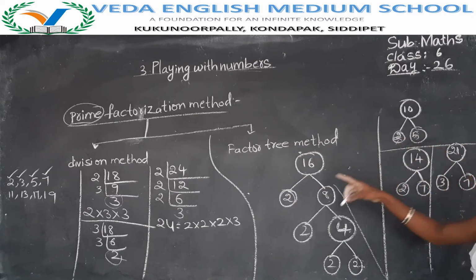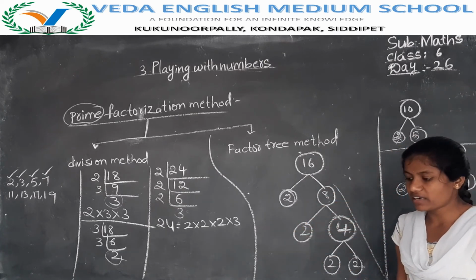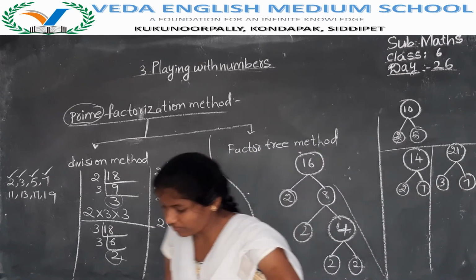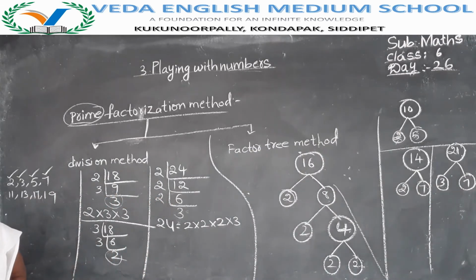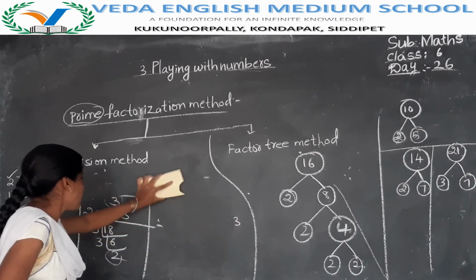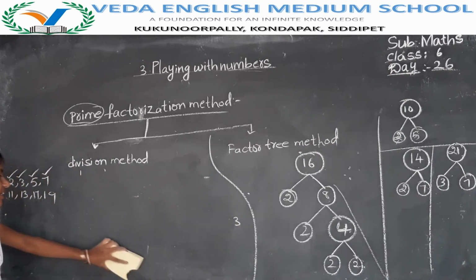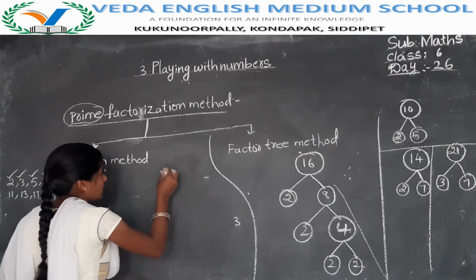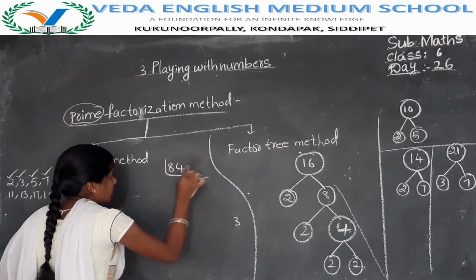Factor method is like this. Division method is like that. Understand? So like this you have to find the factors in division method and in factor method. Now by using division method I will explain one large number. Here I will take 84.